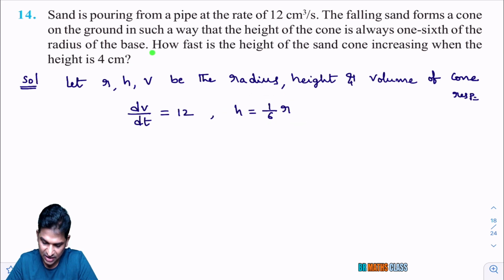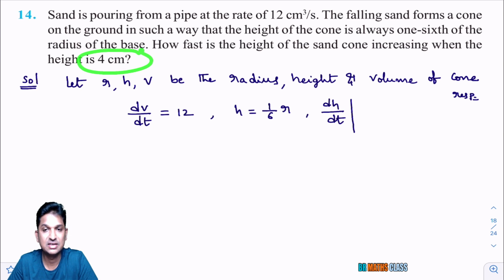Further, what they are asking: how fast the height of the sand cone is increasing. That means they are asking you to calculate dh by dt. See here, h is the height. And one condition will be there here: when height is 4 centimeters. So I need to calculate dh by dt when h equal to 4 centimeters. For me, things are clear till now.